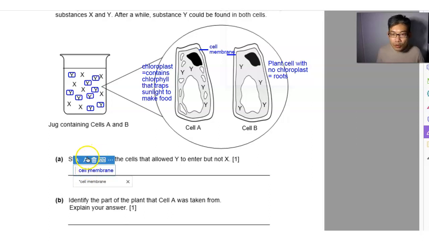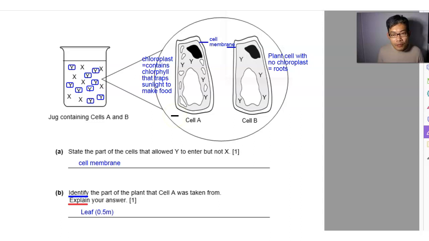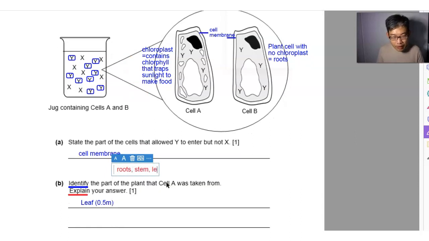Next one. Let's go on to part B. State the part that cell A was taken from. Since this contains chloroplast, it should be from a place with chloroplast. For example, it should be the leaf. A plant has many parts, like roots, stem, leaf, flowers, fruits. So which is the part that cell A was taken from? It was taken from the leaf cell. That's my claim.